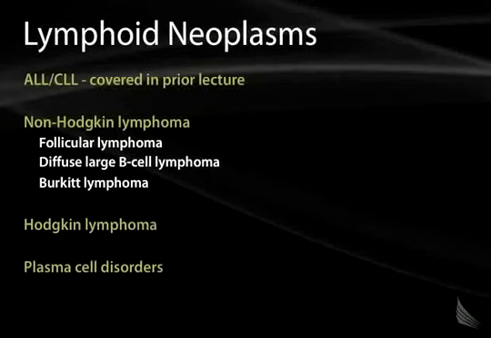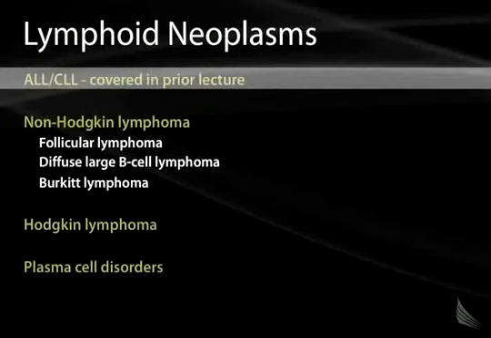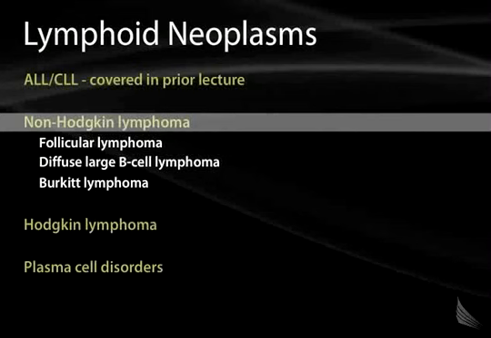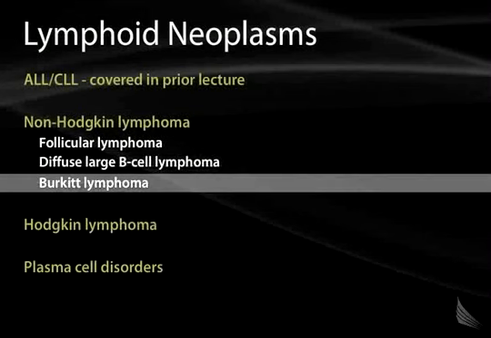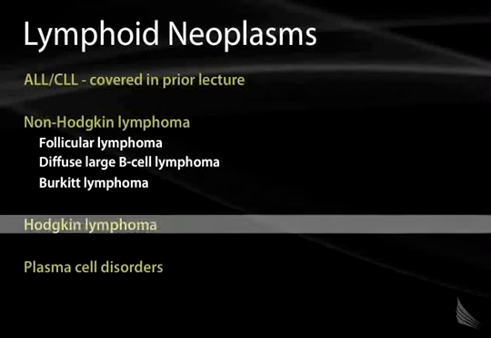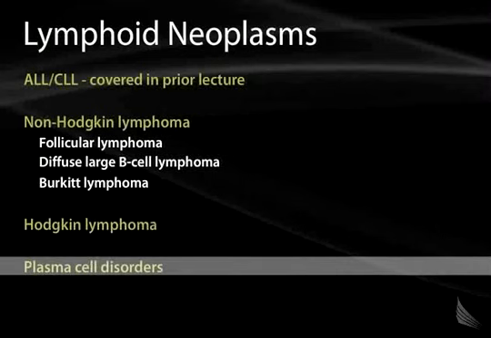We discussed lymphoid neoplasms, ALL and CLL, in a prior lecture, but it's worth going over the lymphomas. We're going to start with a discussion of non-Hodgkin's lymphomas, the follicular lymphomas, diffuse large B-cell lymphoma, and Burkitt's lymphoma, and then a discussion of Hodgkin's lymphoma and plasma cell disorders.